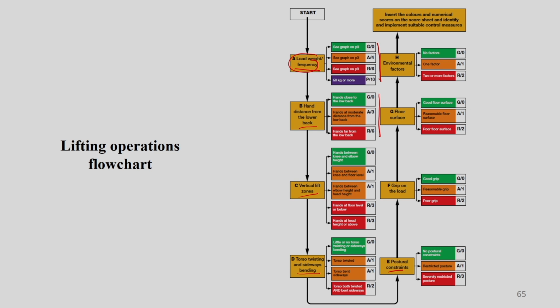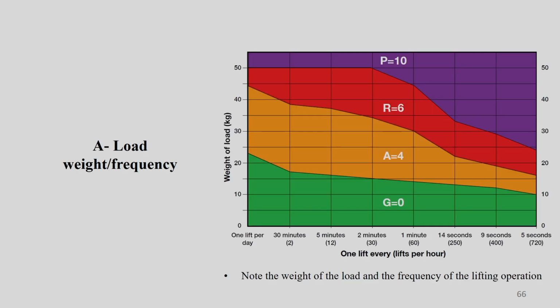Mostly it is up to red zone. Okay, only load handle or load weight and frequency you have purple color. Now let us go in detail for each sector. So this is for A, that is the load weight and frequency.